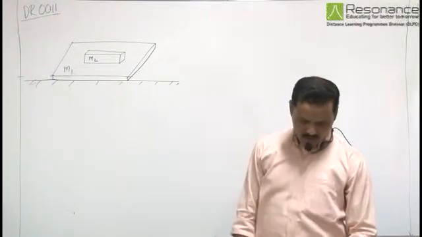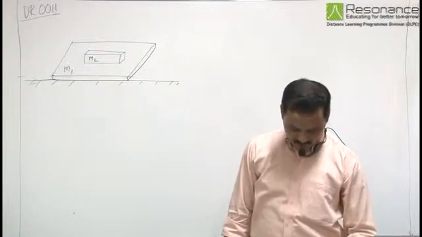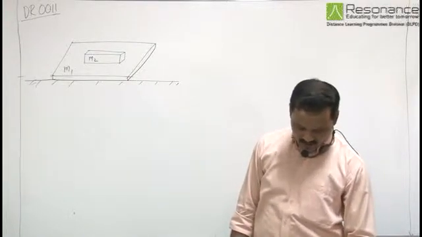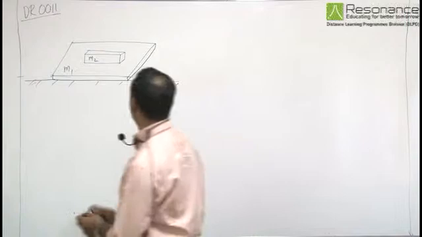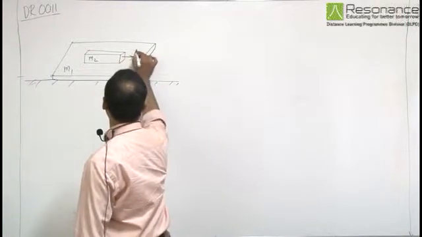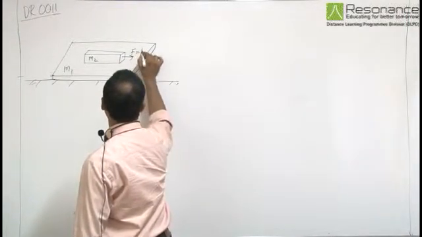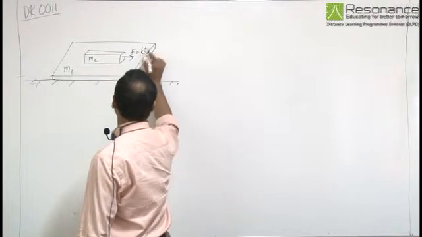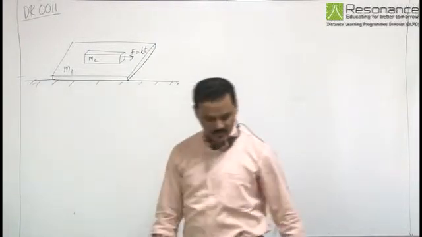Now a horizontal force growing with time t as F equal to kt is applied to the bar. So on this particular bar, a force F equal to kt is applied, which increases with time.